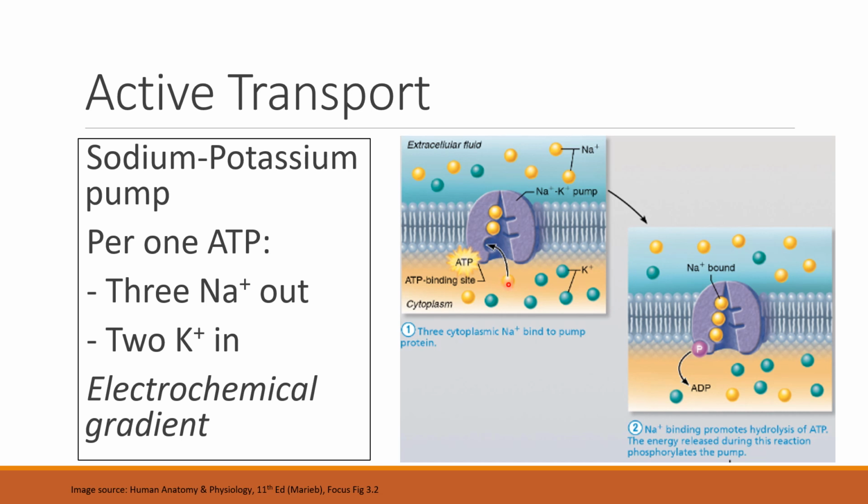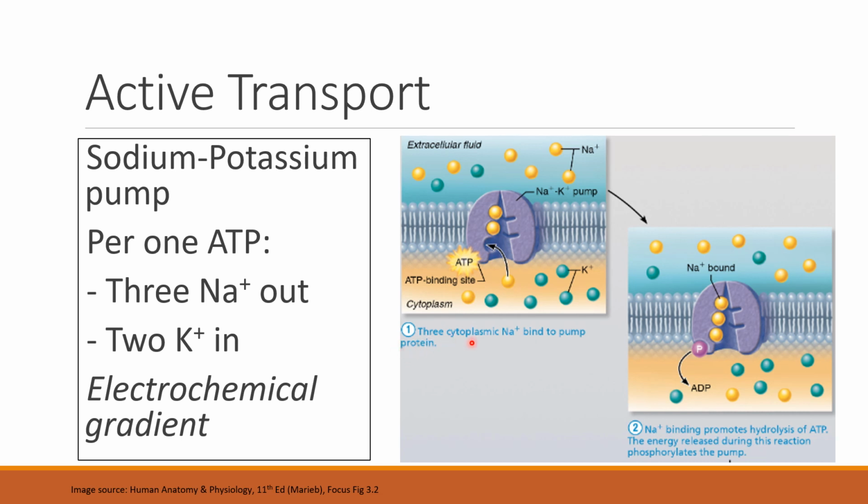In the end, that means there's lots more sodium on the outside of the cell compared to potassium on the inside of the cell. That's the normal balance that creates a normal electrochemical gradient, which will make more sense later on in this course when we're talking about action potentials and membrane potentials. But for now, let's just look at how this pump works. Okay, so here's the plasma membrane. Here's a protein. It is a transport pump.